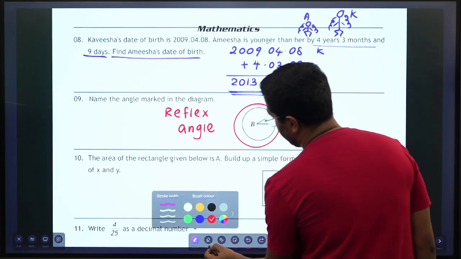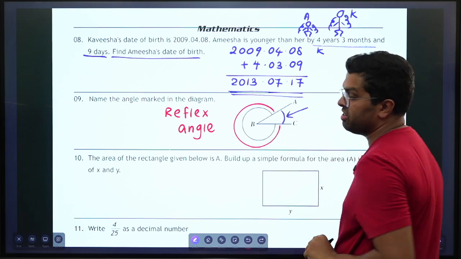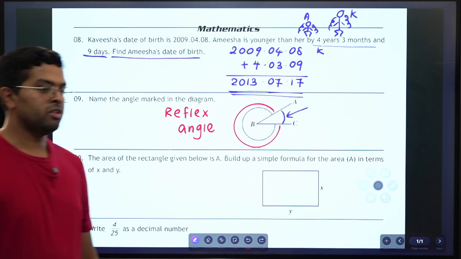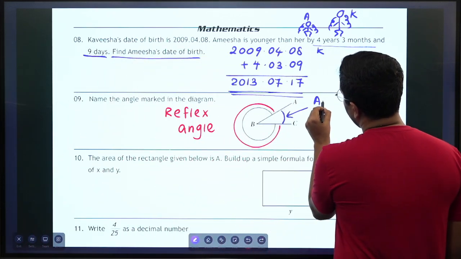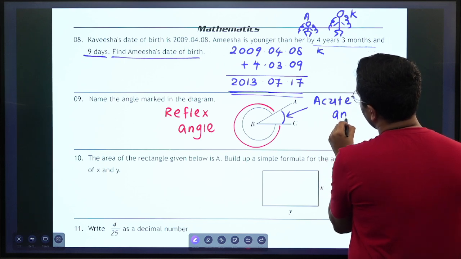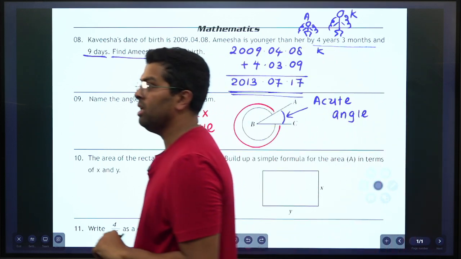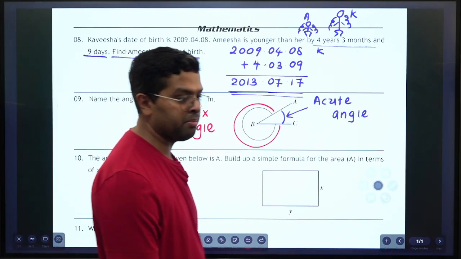Now when you consider the other angle, what is the name of this angle? There are different types of angles. So what kind of angle is this? This is an acute angle. Reflex angle, and this is an acute angle. Alright, different types of angles.